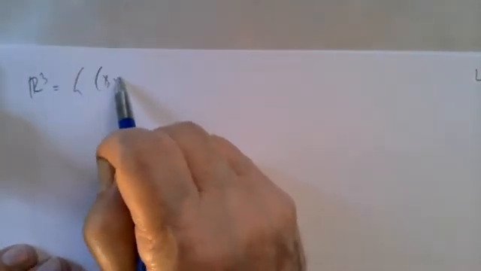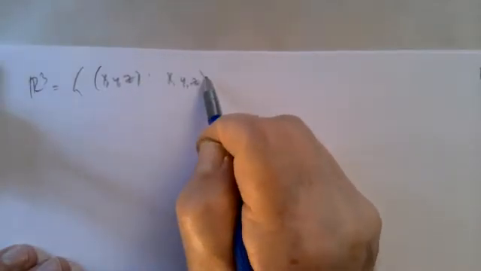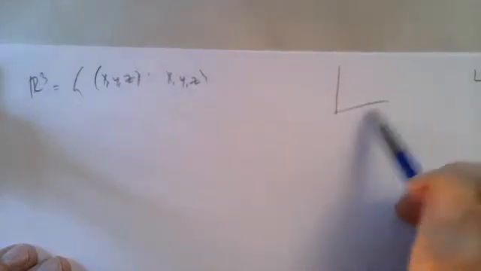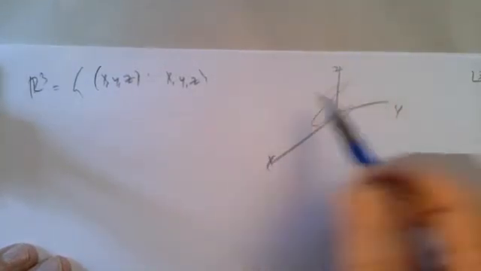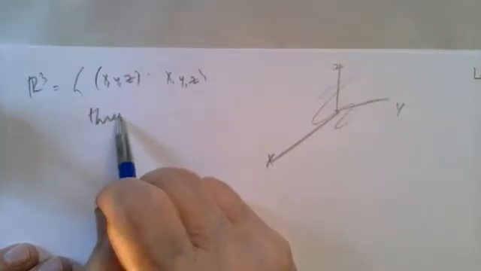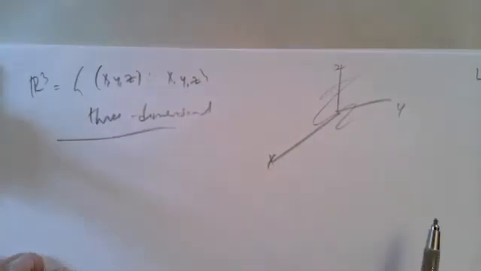Or we could take R3. Instead of X1, X2, X3, let me just write this as X, Y, Z. So this is another vector space, and we think of this as three-dimensional. But this is all very vague.